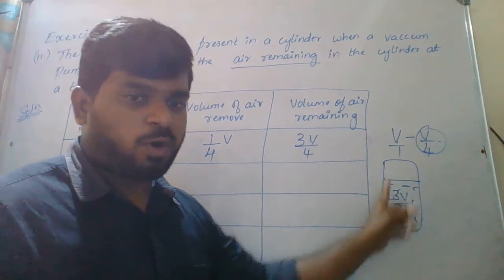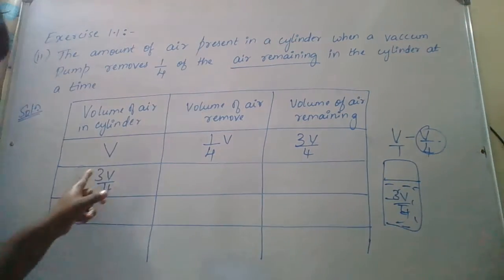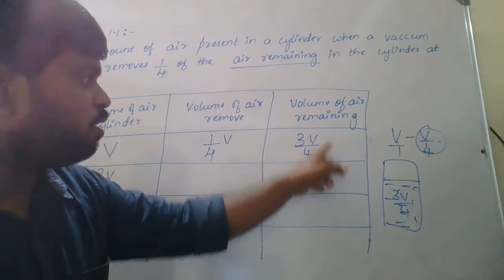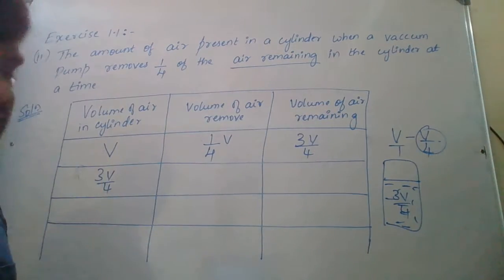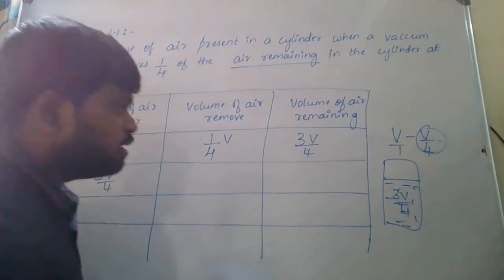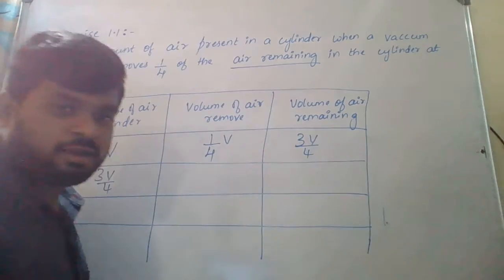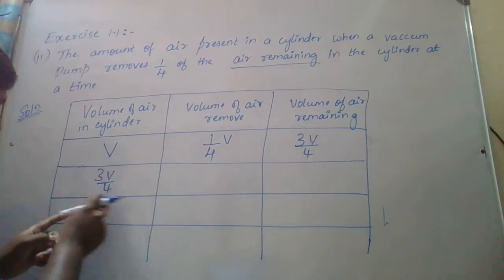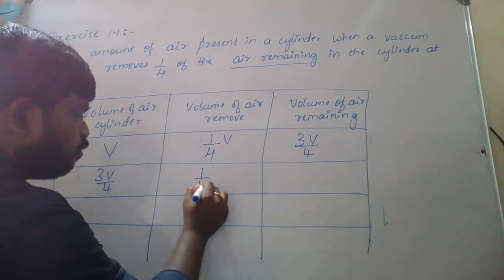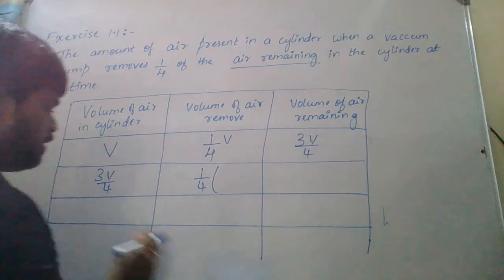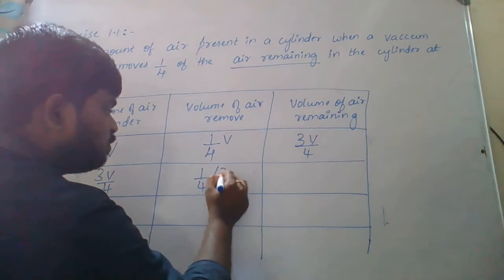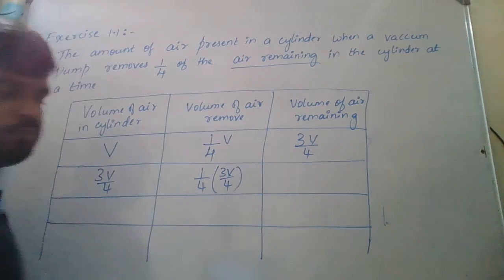You have got so much, okay? In the second case, what is the volume of air in the cylinder? That is nothing but volume of air remaining. This is what it is there, right? Now, again what we are doing? We are removing the air. How much? 1/4 of the air present. The air present now is 3V by 4.